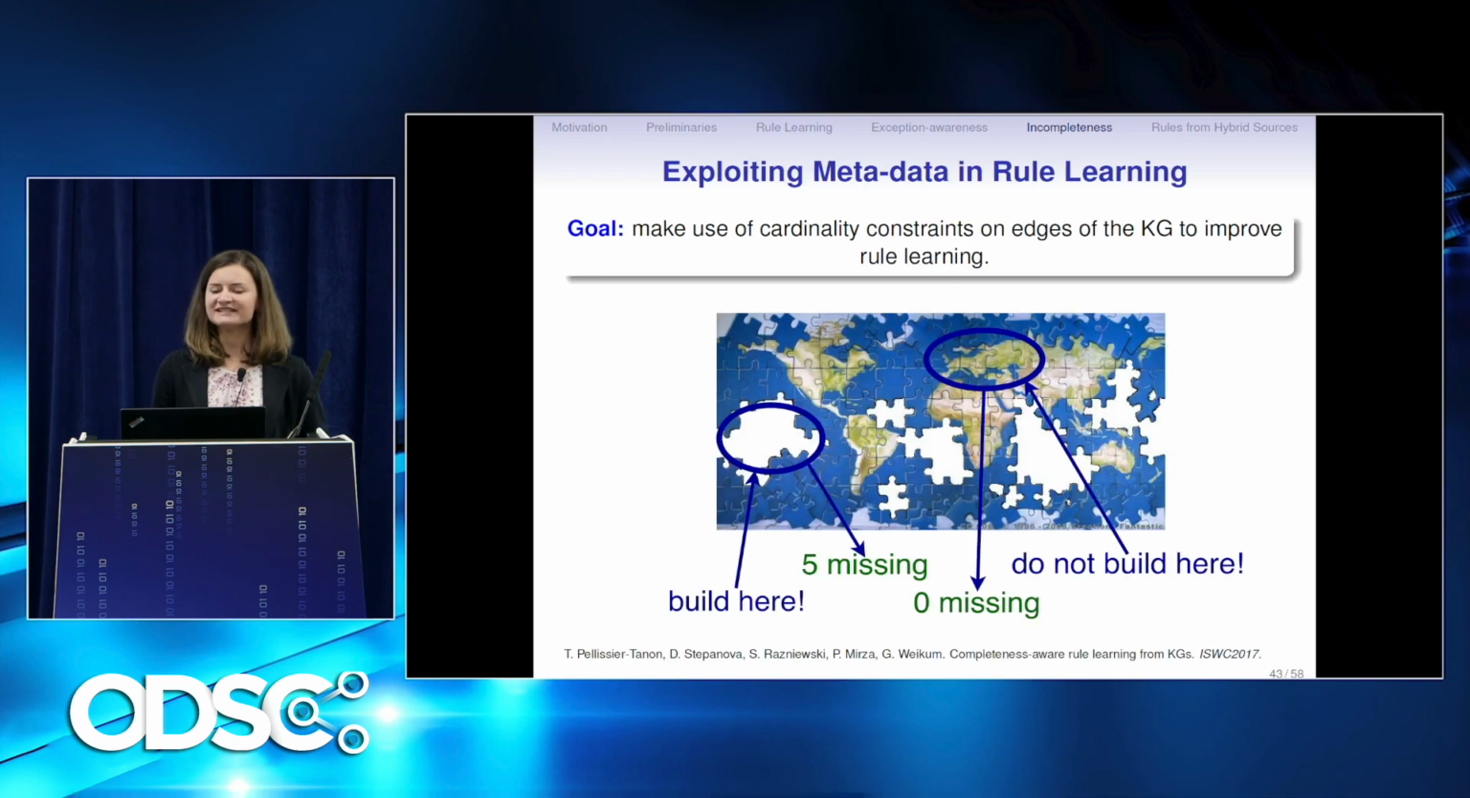Right. What if we knew parts of the graph that are complete and parts of the graph that are incomplete? So we know additional information about what kind of facts are actually missing in the graph. Could we exploit that in order to mine better rules? And that was the question that we answered in our other work at the Semantic Web conference.